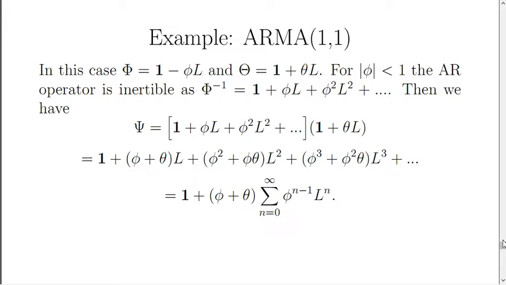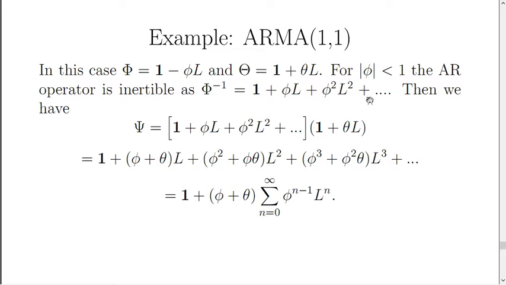In this case, if we take an example of an ARMA(1,1) process. Now, the autoregression operator is 1 minus phi times the lag operator. The moving average operator is 1 plus theta times the lag operator. For the absolute value of phi less than 1, the autoregressive operator is invertible.